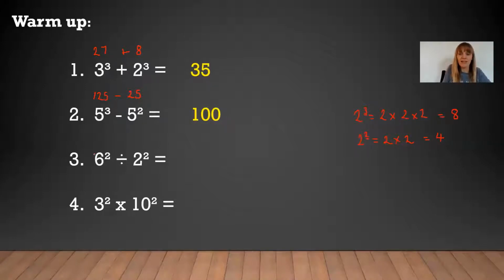Now 6 squared is 6 times 6, which gives us an answer of 36. And we're dividing that by 2 squared, which is 4. So that would give us an answer of 9. And then 3 squared, 3 times 3 is 9, and we're timesing it by 10 squared, which is 100. So it would give us an answer of 900. Hope you've all remembered how to do that.